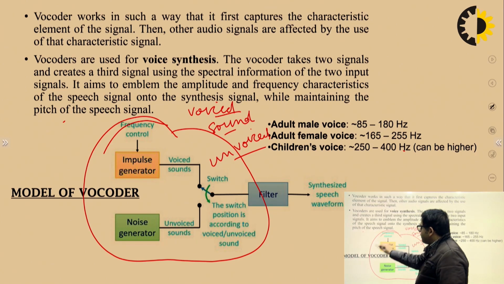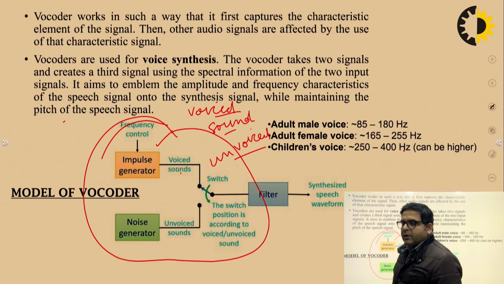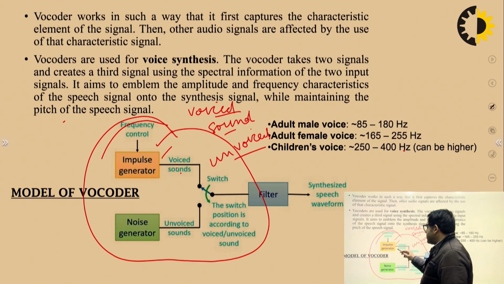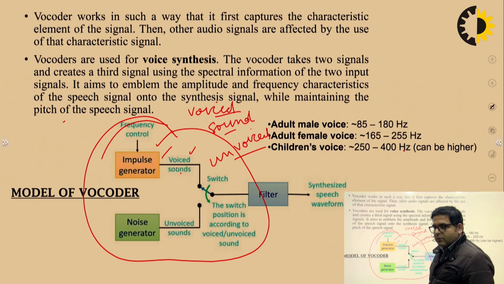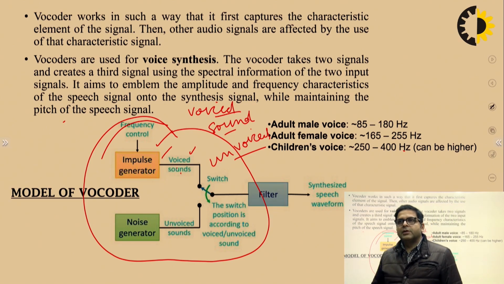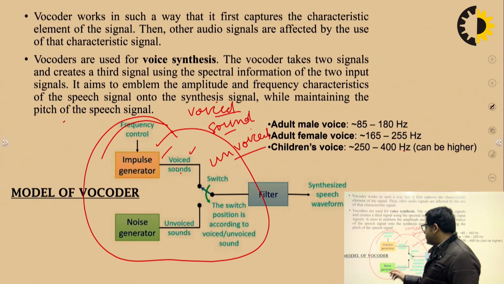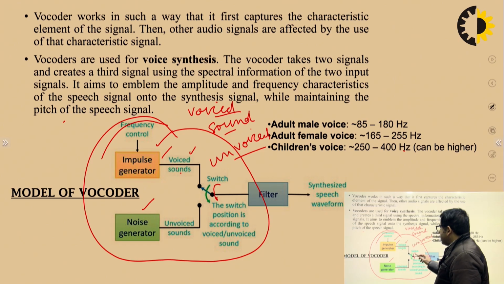So, when we model the vocoder, we take two kinds of sources. One source corresponds to voiced sound, which is synthesized by an impulse generator, and the impulse generator frequency corresponds to the frequency of our vocal cords. The signal generated by this impulse generator corresponds to the voiced signal, whereas the unwanted sound generated when we pronounce some letters like F, P is synthesized by a noise generator. The switch decides from which source we are getting the sound.